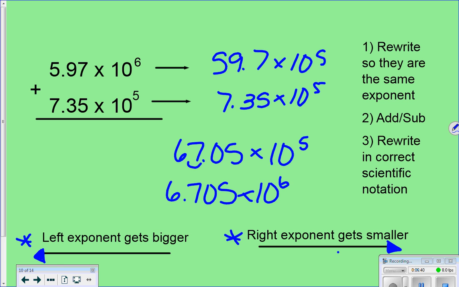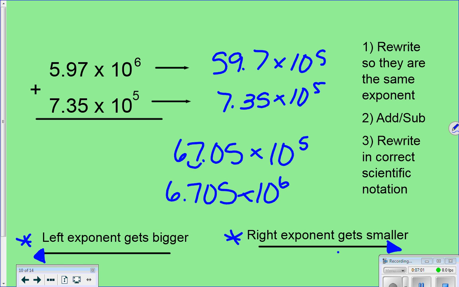So it does not matter which way you go. It's not always going to turn out like that. You might have to rewrite it at the end, no matter which one you do. But I always think making it bigger is always easier. I don't know why. Now, do you guys understand why I have to make that exponent the same?